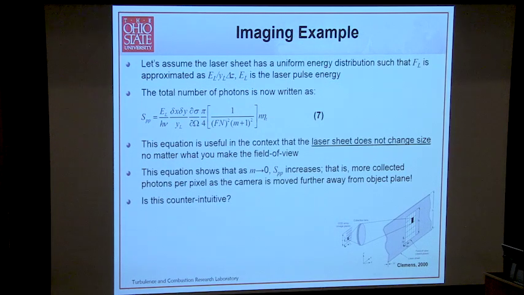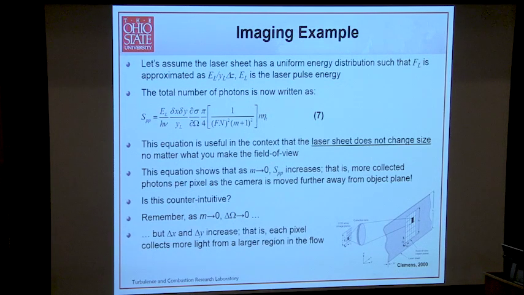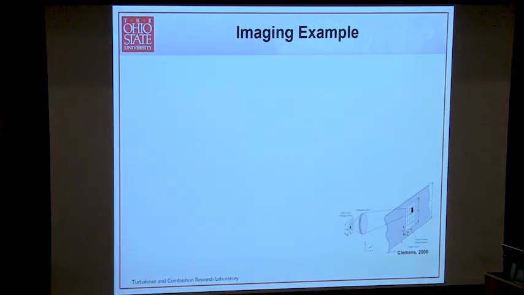So first of all, we say, is this counterintuitive? Because as the magnification goes to zero, the collection lens goes to zero, the collection angle goes to zero, so you think, okay, I'm not collecting a whole lot of photons. But the actual physical region from which you're collecting photons, delta X and delta Y, increases, so that each pixel on your camera is collecting more and more light from a larger region of the flow. So essentially you can think about, in the limit that I keep making my magnification smaller and smaller, my entire laser sheet fits on one pixel, right? And so all that light is coming through. So that's why that equation works.